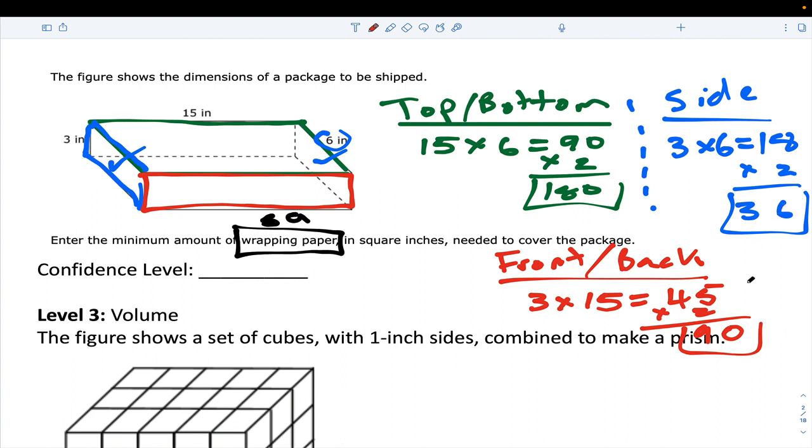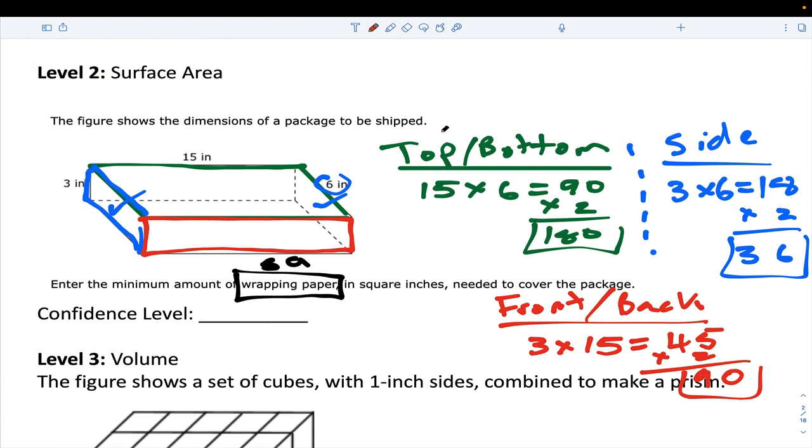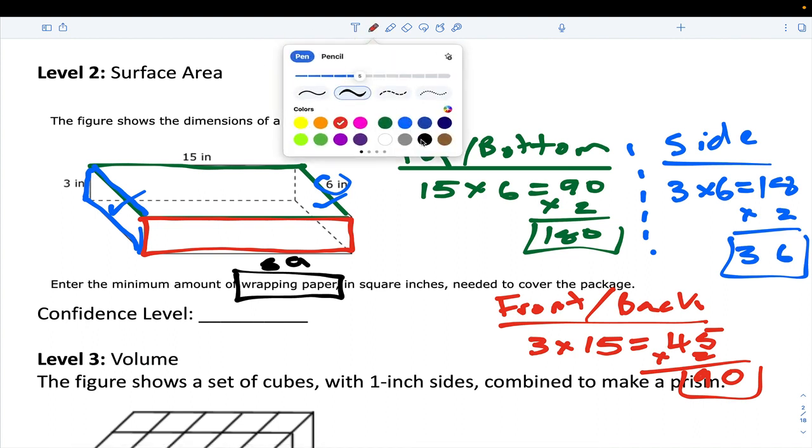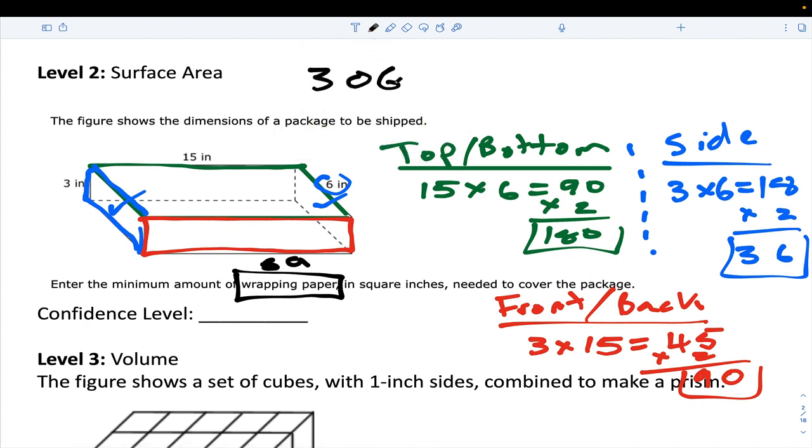180 plus 36 plus 90 is... Sean, what final answer? 306 inches squared. If you got something different, just raise your hand. Seems about right. Cool. Rate yourself 1 through 5 on that one.